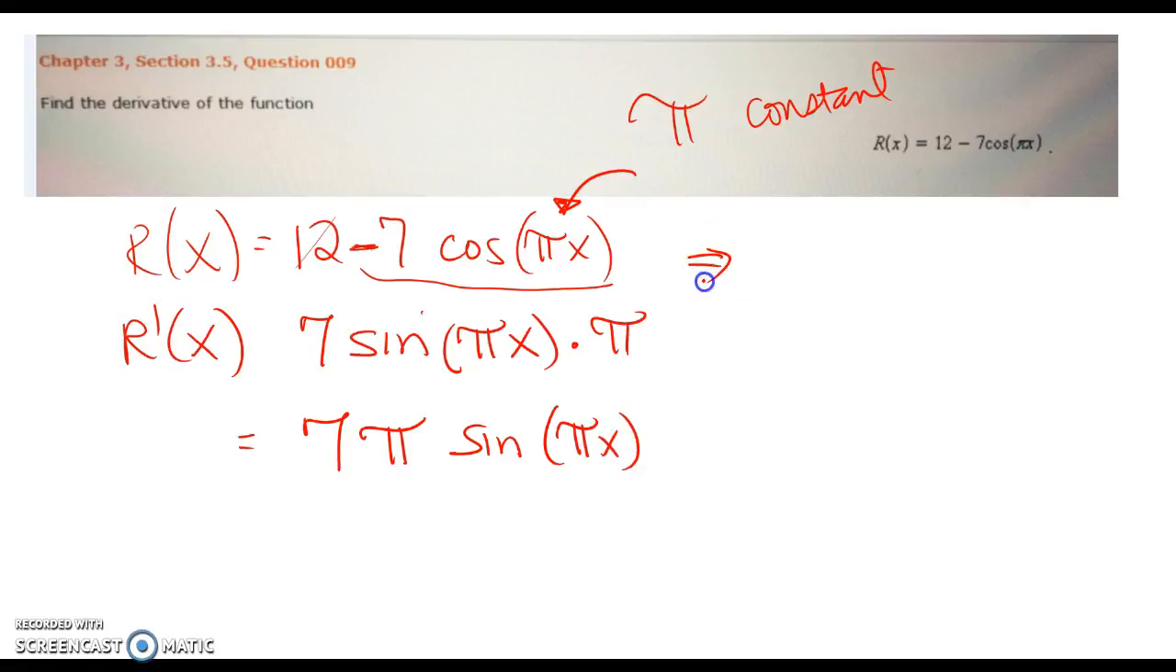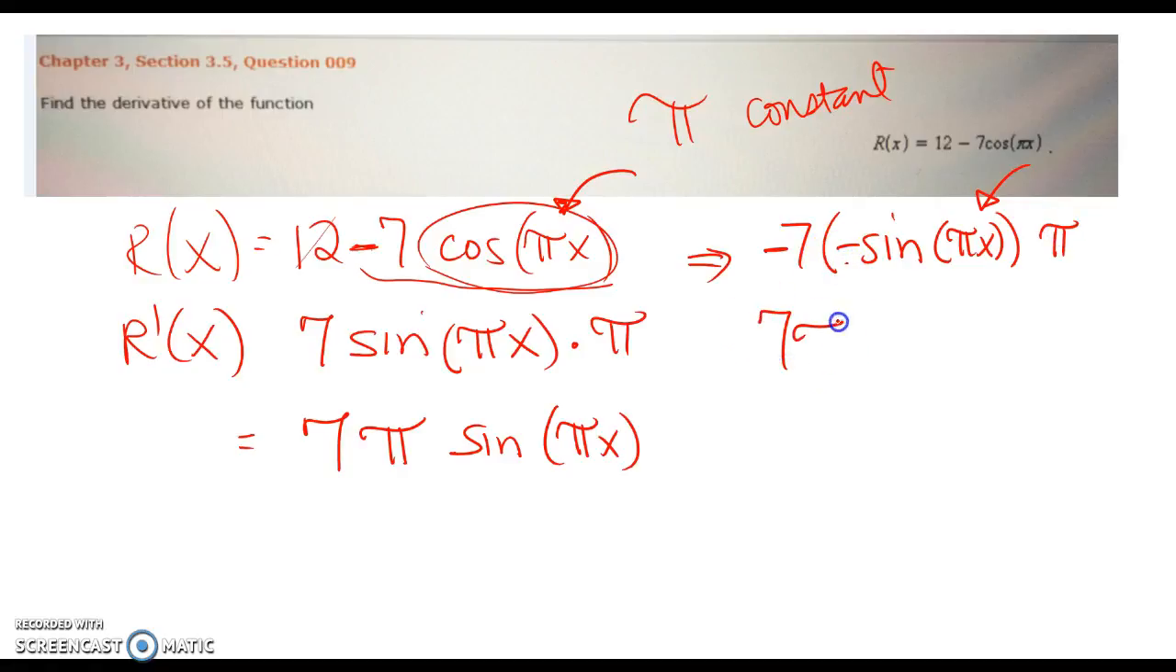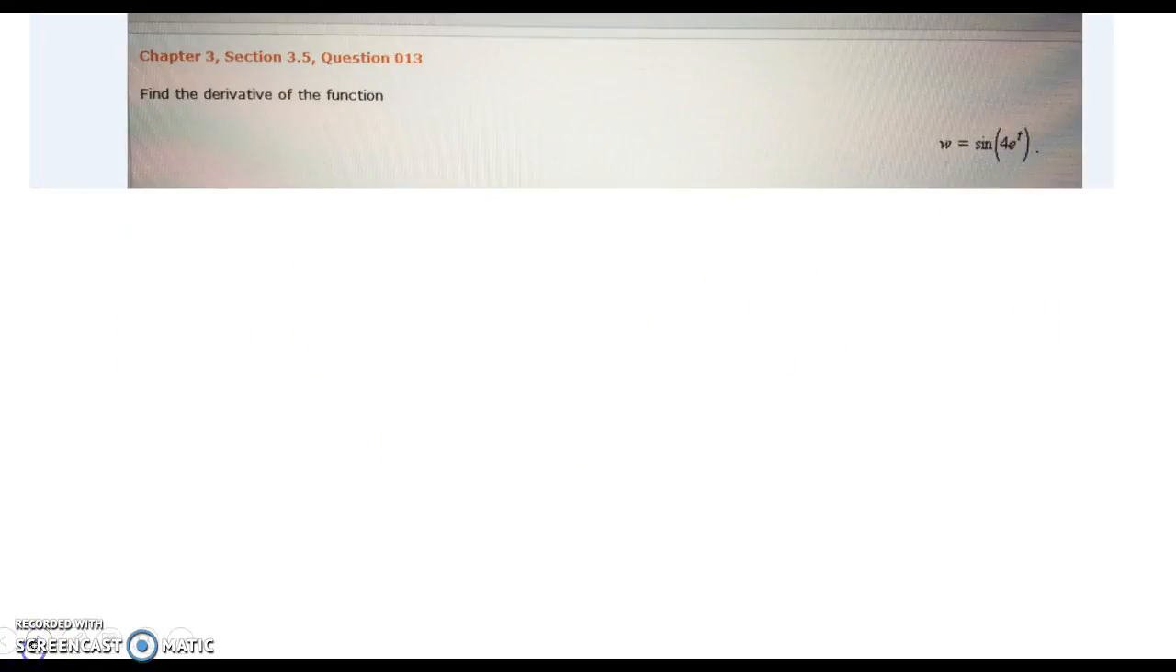Now, maybe I should show all the steps here. So I had this negative 7, and I took the derivative of this, negative sine pi x, and then the derivative of the inside. That's how I got this to be a positive 7 pi, okay? I'm going to show all the steps. Alright, let's see what we've got next.